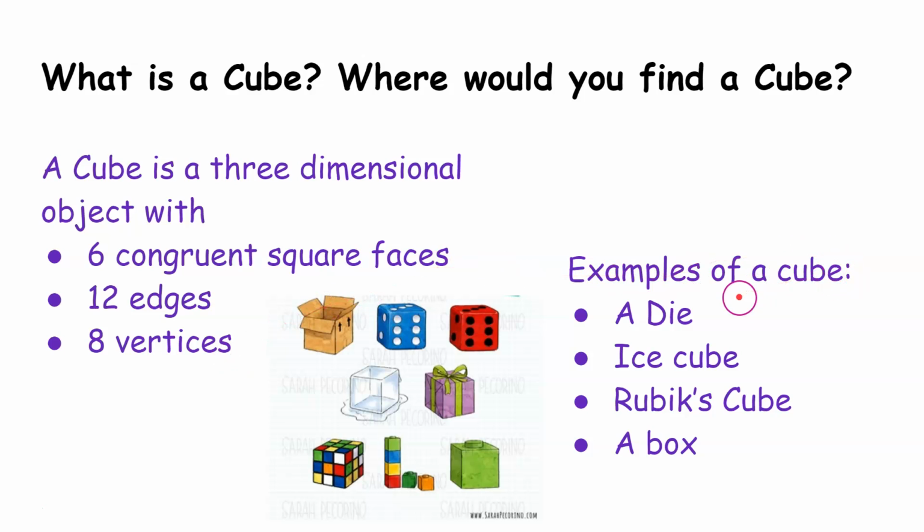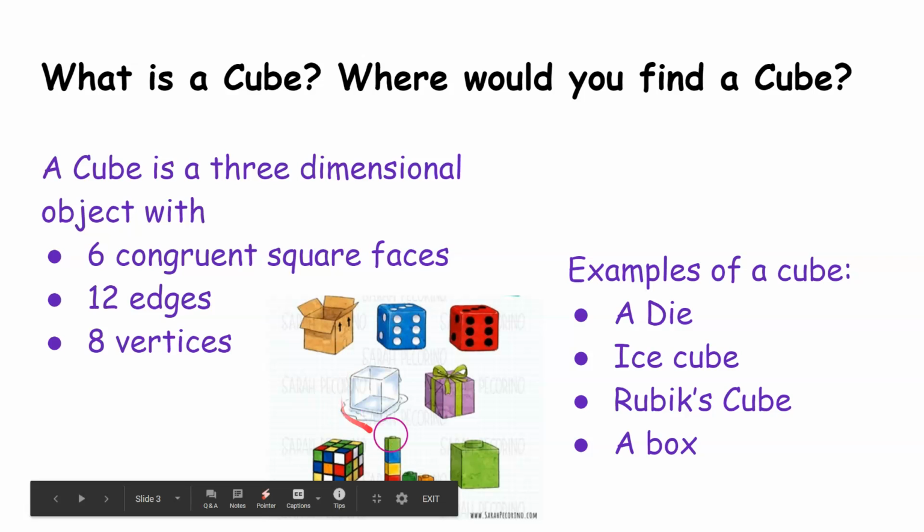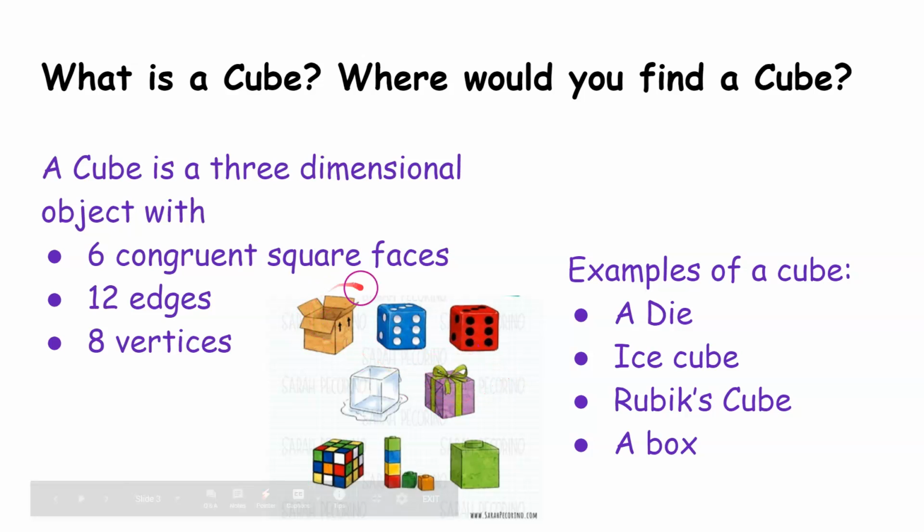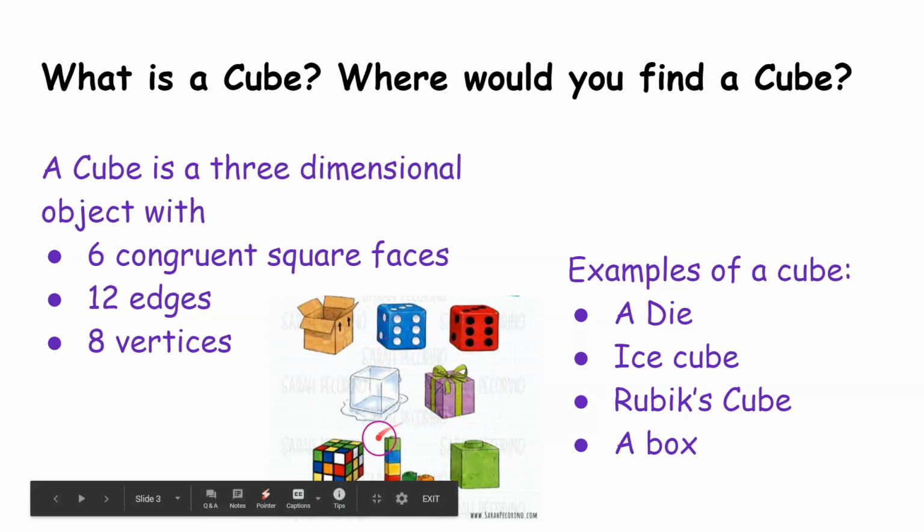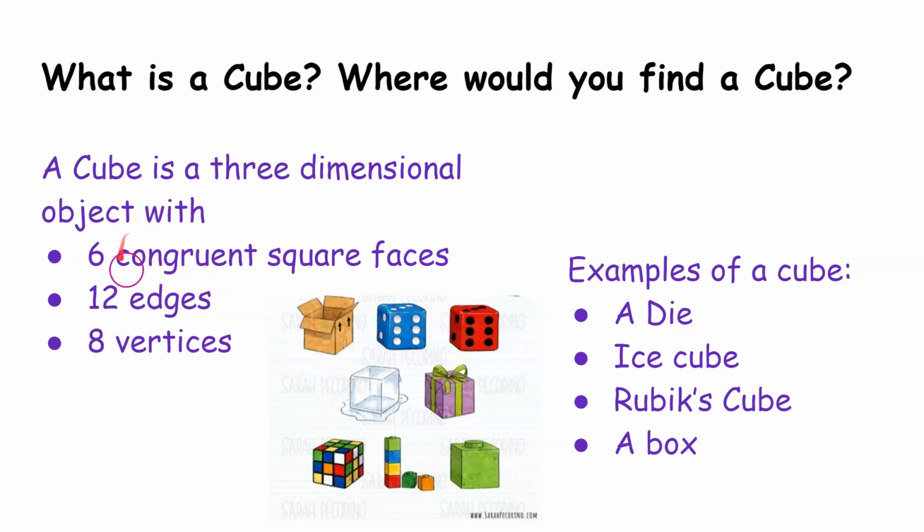Examples of a cube would be a die. We have them here, examples here. An ice cube over here. Rubik's cube right here. A box. We have a gift box and an open box. We have some blocks. Now when we look at congruent, that's a special word. It means it's the same size and same shape, same measurements on all the faces of the cube.